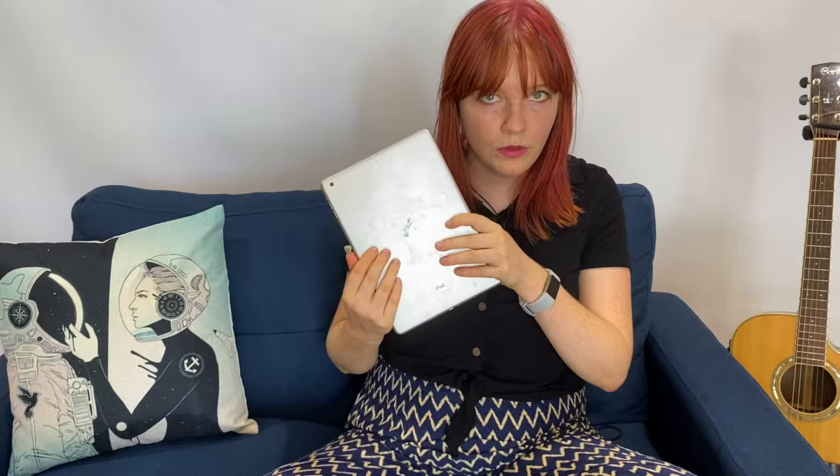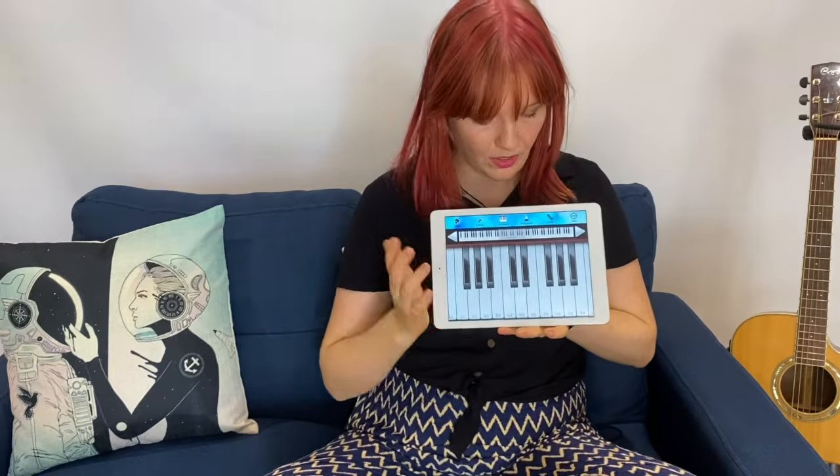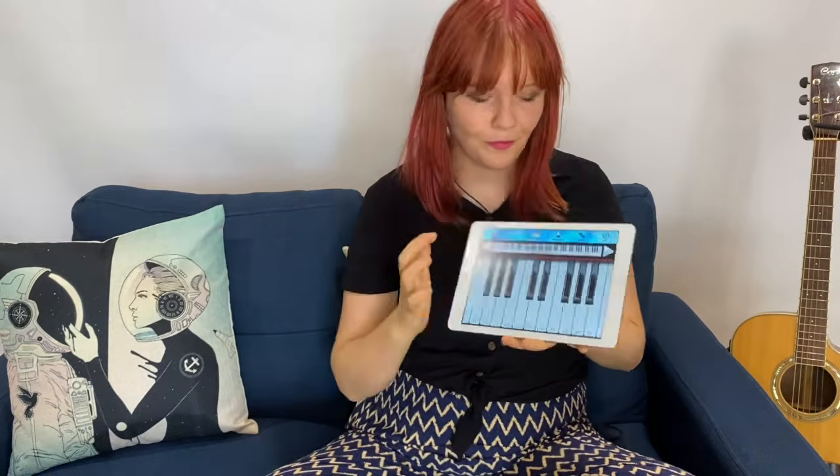Step 4 is grab your trusty piano. This is mine. If you don't have a piano at home, there's a whole bunch of free apps on the App Store. I'm using one called Piano with Songs. It looks like this. So here is my piano. Now, what I want you to do is start by picking a note that's preferably within your vocal range.